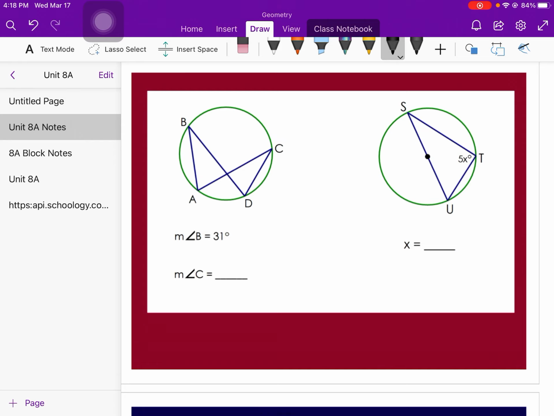Okay, for this one, the measure of angle B is 31 degrees. And it wants to know what the measure of angle C is. Well, again, notice they share the same intercepted arc because they both have endpoints of A and D. So that would make these angles congruent.